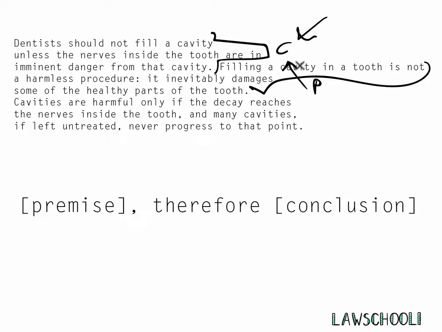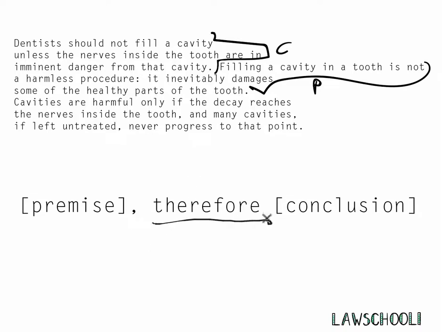Everything is supporting that. It's worth quickly seeing what happens if you reverse it and use the test strip incorrectly. You're not using it incorrectly, but by messing it up, you can see that the support relationship doesn't go in that direction. Let's try that. Dentists should not fill a cavity unless the nerves inside the tooth are in imminent danger from that cavity. Therefore, filling a cavity in a tooth is not a harmless procedure. It inevitably damages some of the healthy parts of the tooth. That doesn't sound right at all.